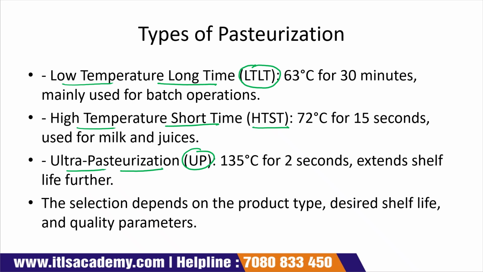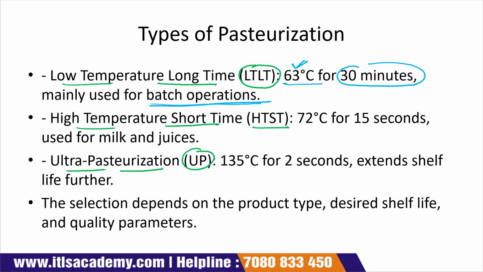Now if we talk about the first one, low temperature long time. In this category we apply a lower temperature, but the time is long. Here the temperature range is around 63 degrees Celsius and the time required is around 30 minutes. So we apply 63 degrees Celsius for 30 minutes so that the pathogenic microorganisms will be eliminated. This is mainly used for batch operation.